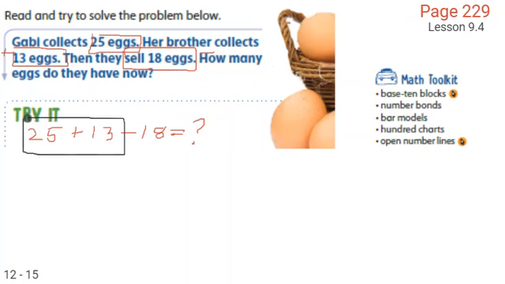But let's figure this out first. That's step 1. And then we're going to take this answer here, this right here, minus 18 equals another unknown. So that's going to be step 2. So let's do step 1 first. So we're adding 25 plus 13.